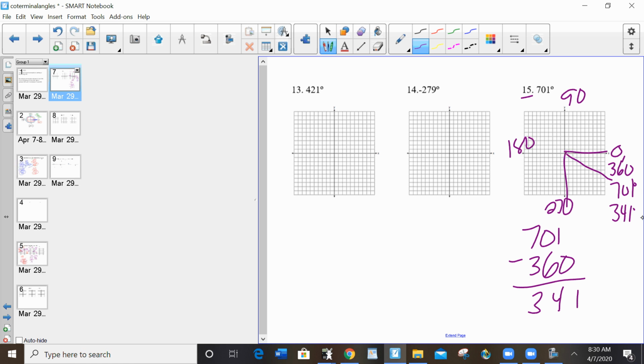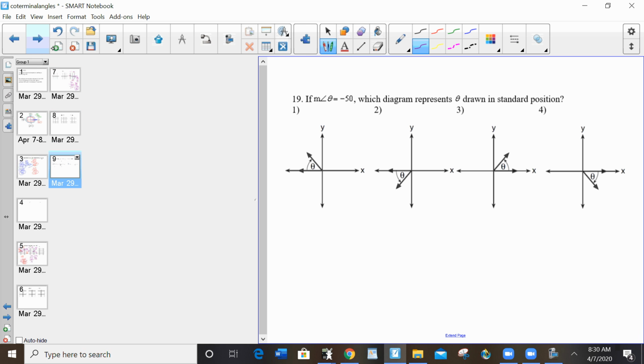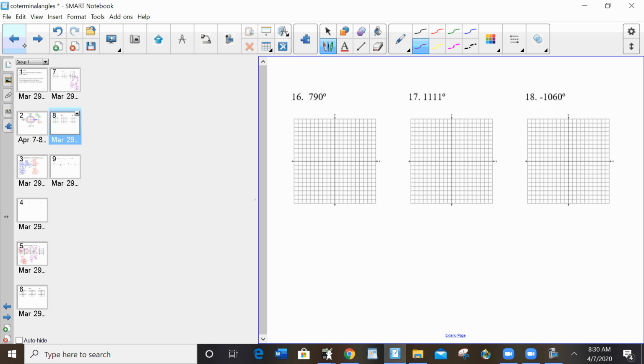The reference angle is always the angle in between the x-axis and the angle. This is 360, this is 341. 360 minus 341 is 19. That's my reference angle. What else do I got for you here? Let's take a look at number 16.